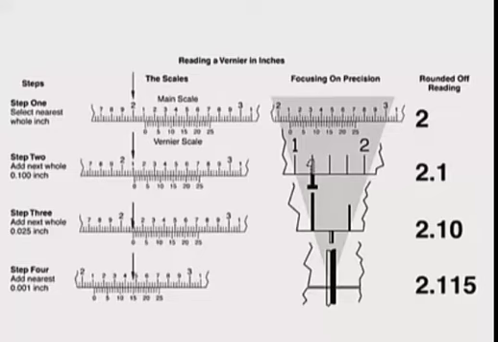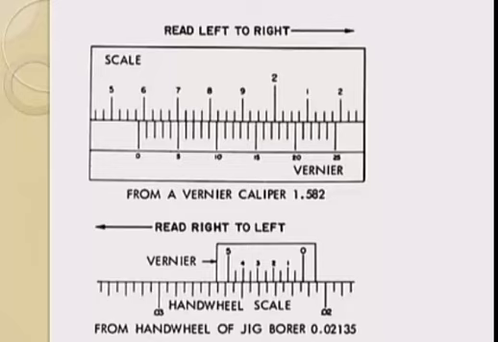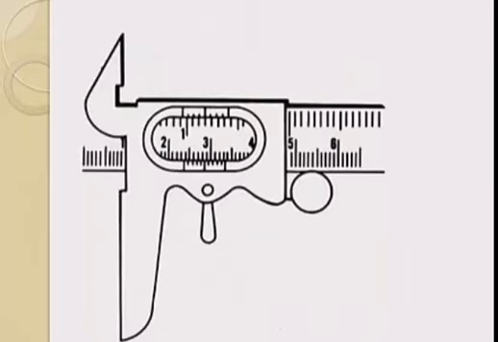To read a vernier in inches. Step 1: select the nearest whole inch. Step 2: add the next whole 100,000ths of an inch. Step 3: add the next whole 25,000ths of an inch, and finally add the nearest 1,000ths of an inch. When using a vernier scale, you may have to read left to right or right to left, so make sure you pay close attention to what direction the vernier is going on your device. Here's an example of a vernier scale on a hand caliper.